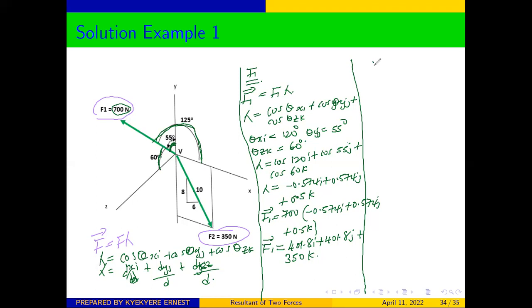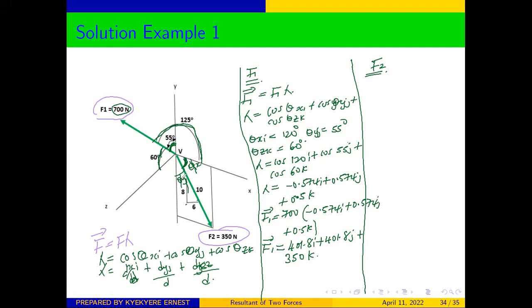Now let's also resolve F2 into components. How do we resolve F2 into components? Let's take it that the angle this F2 makes with the x-axis is phi x, and the angle it makes with the y-axis is phi y. On this line, we have been given that the vertical component is 8, the horizontal component is 6, and the hypotenuse is 10.